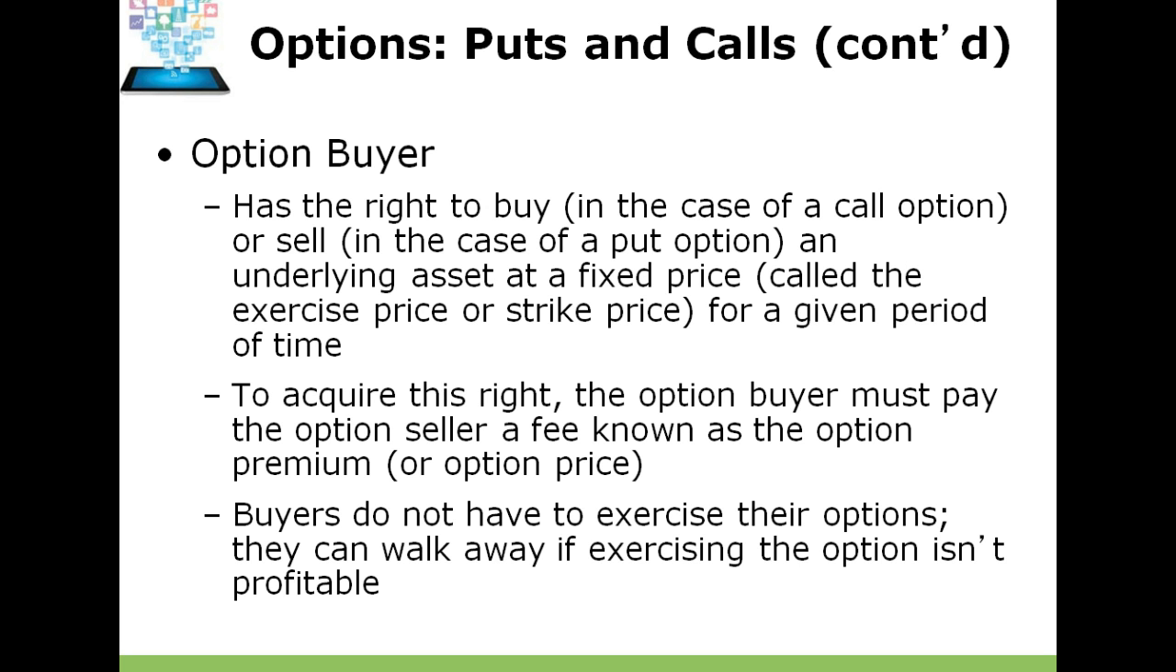Now, as a buyer, you don't have to use the option. You can buy it and just let it expire, like a gallon of milk. You can buy a gallon of milk and you have the option to drink it, or you have the option to let it expire. That's up to you. If you let it expire, you just wasted the money buying that gallon of milk. And if you drink the milk, then you didn't waste your money.